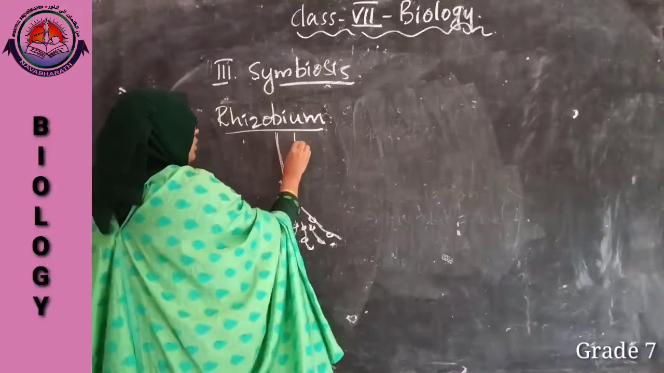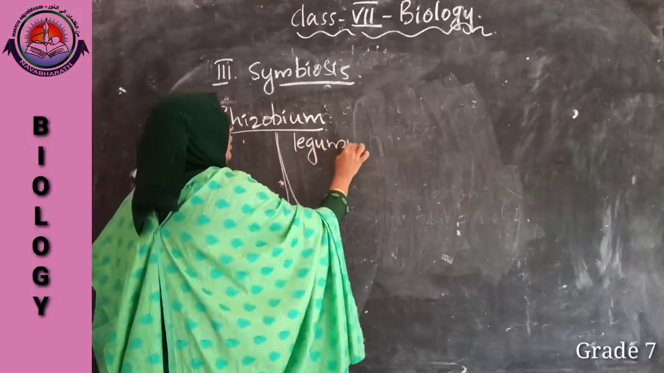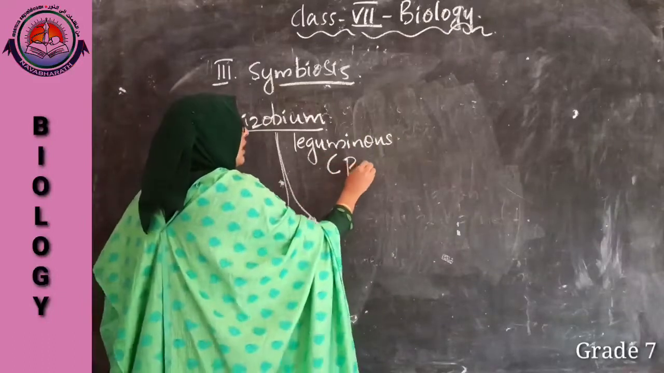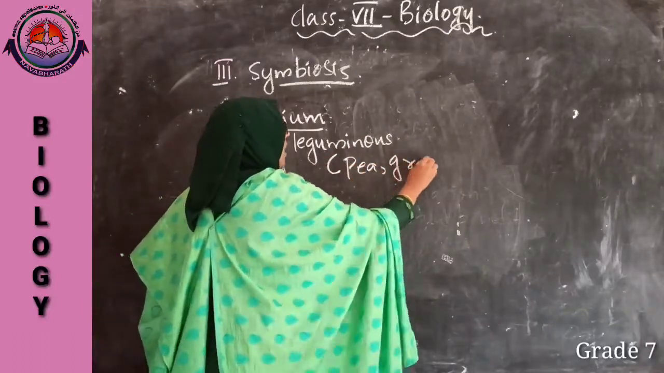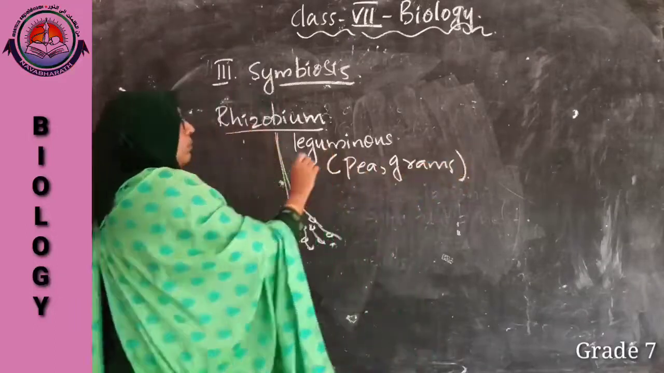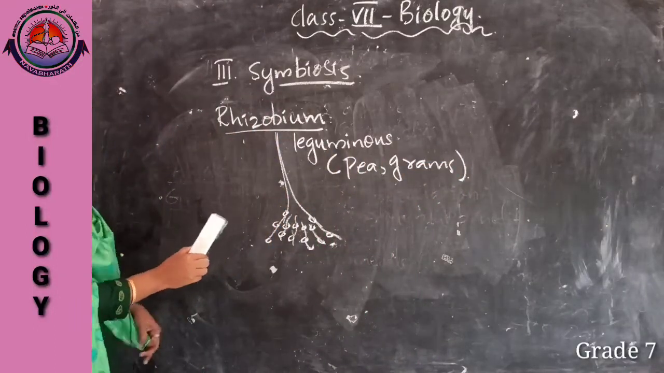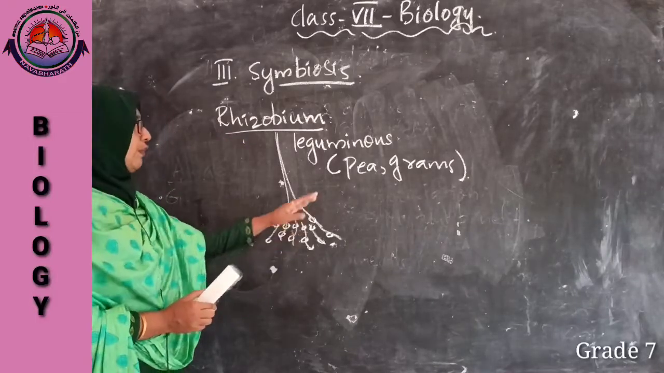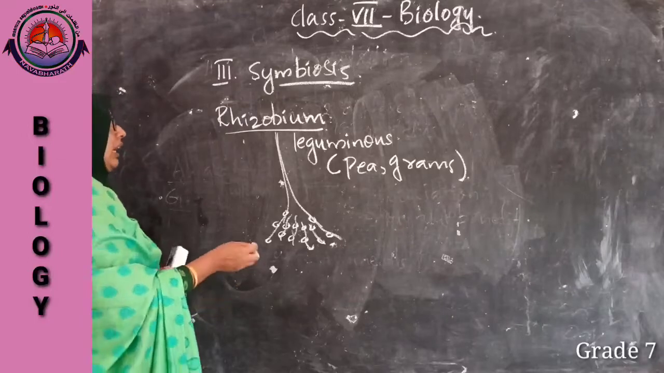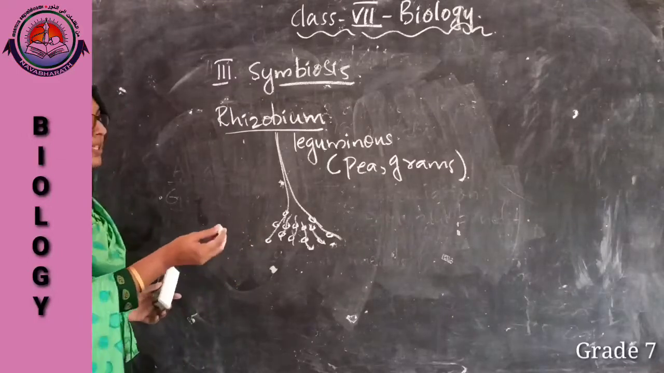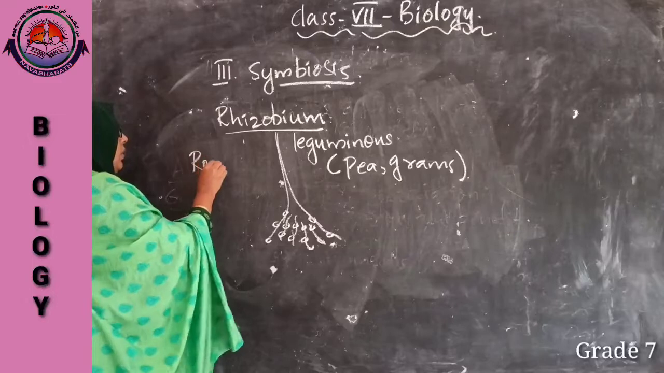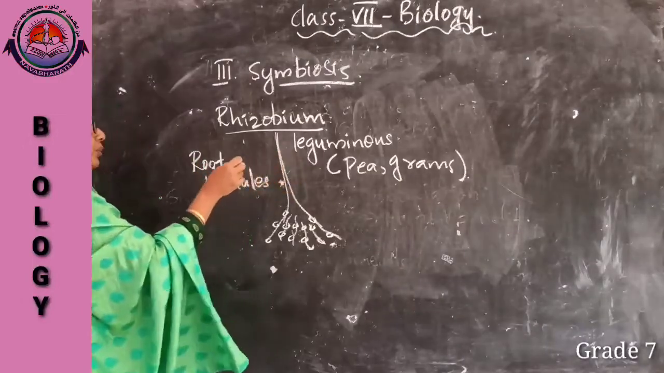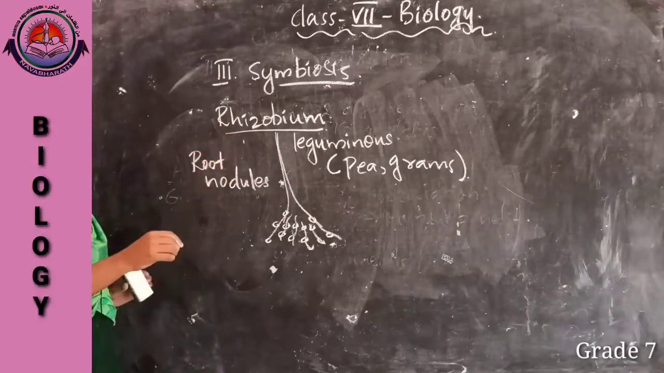leguminous plants. Who are leguminous plants? Pea plants, gram plants and all are included under leguminous plants. Clear? So this rhizobium is seen over the roots of these leguminous plants and they form the root nodules. So in the root nodules of leguminous plants there is the rhizobium bacteria.